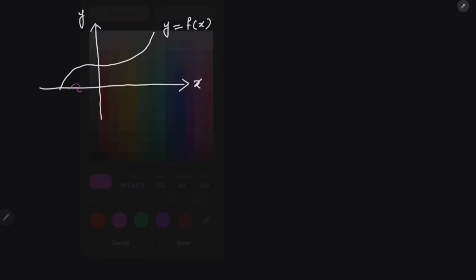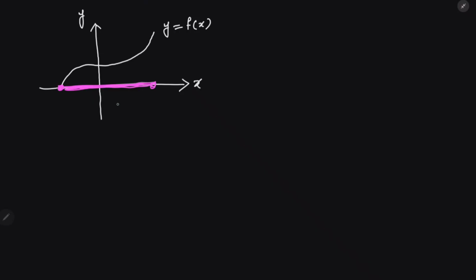Suppose we have x, and on the y-axis we have y, and there is some random function y is equal to f of x. The domain of that function is this color over here. This is the domain of this function. We call that the domain of f.